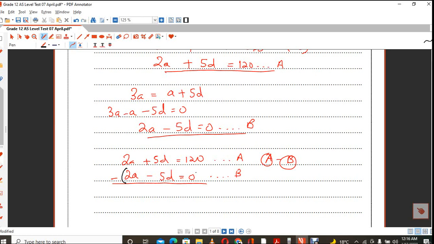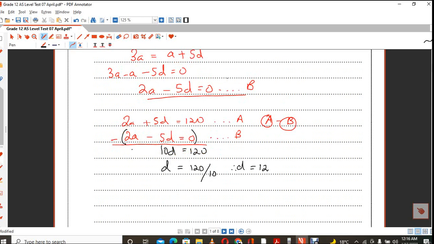So I'm going to subtract the whole of that. Obviously those cancel, and this is giving you 10d, that's 5 minus negative 5, and that's 120. So d will be 120 divided by 10, therefore d is equal to 12.